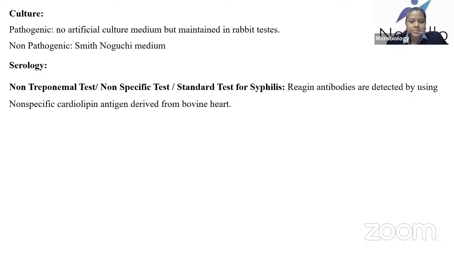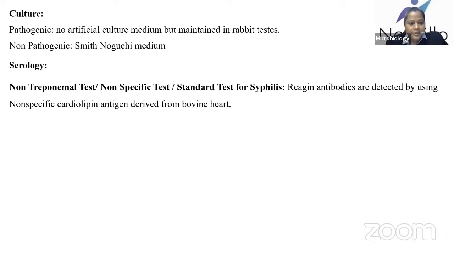Why are they called the non-treponemal tests? Because these tests do not detect the antibodies against Treponema pallidum. Instead, these tests detect the antibodies against the tissue that is being broken down in the body because of the infection, and these antibodies produced against the destroyed tissue are called the reagin antibodies. So basically, the non-treponemal tests detect the reagin antibodies and not antibodies against the treponemal antigen. That is why they are called the non-specific test, non-treponemal test, or the standard test for syphilis. It's a very, very important MCQ.